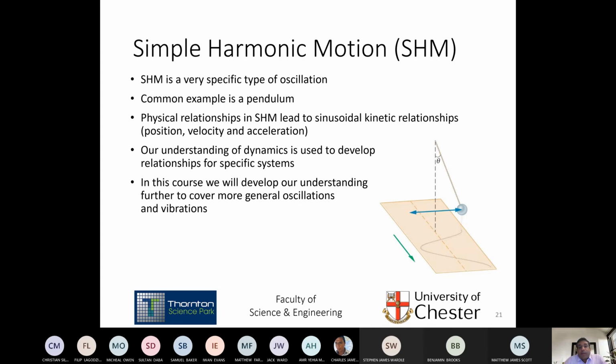In dynamics, we are using our understanding to develop relationships for specific systems. In this course, we'll develop our understanding further to cover more general oscillations and vibrations. I'll cover the part on simple harmonic motion and also take you further into vibrations, which are critical to designing many different machine elements, such as the machine tools in the workshop that you see, such as lathes, milling machines, shapers, planers, cutters, etc. Everywhere you use the understanding of vibrations to design mechanical systems, and in advanced dynamics, we'll explore these.